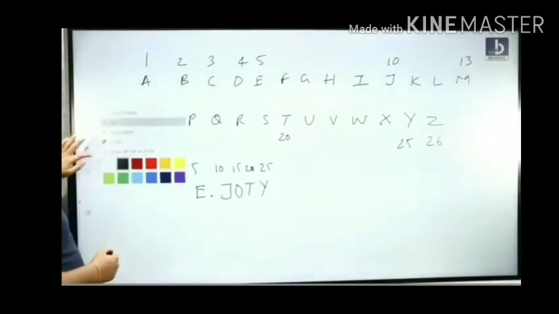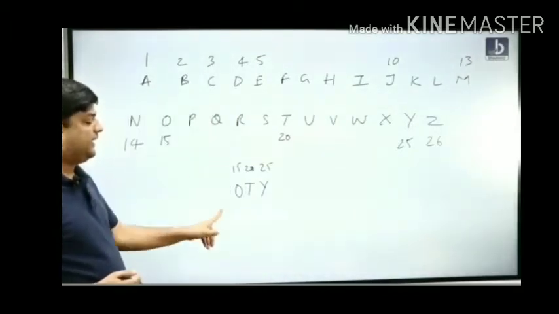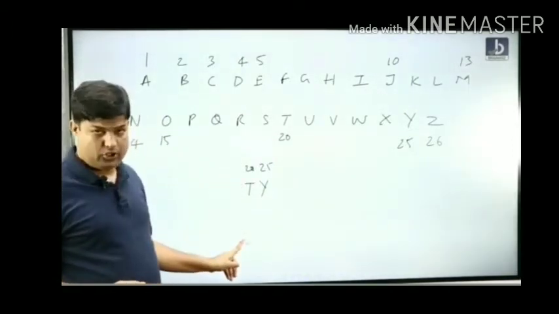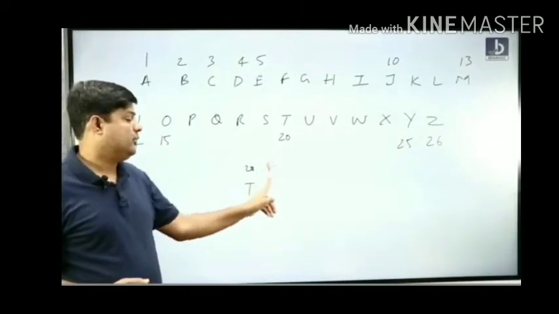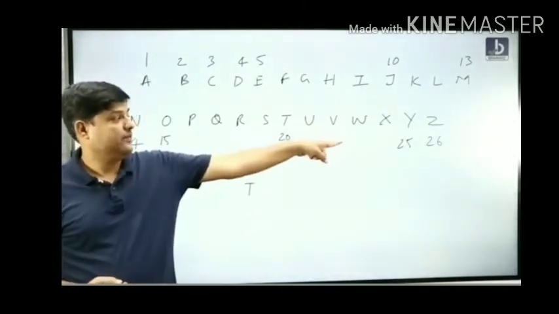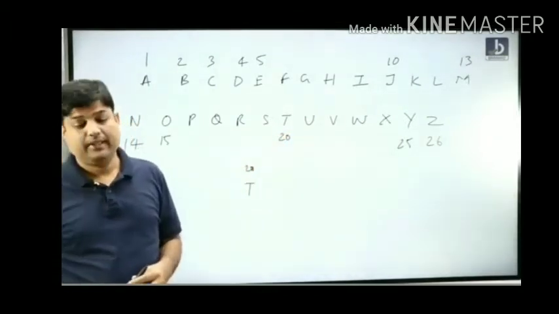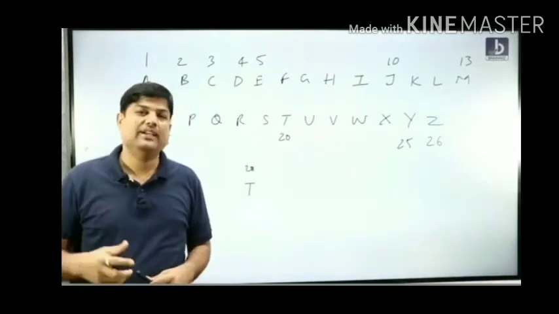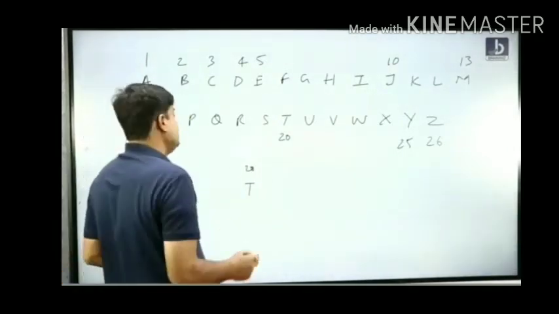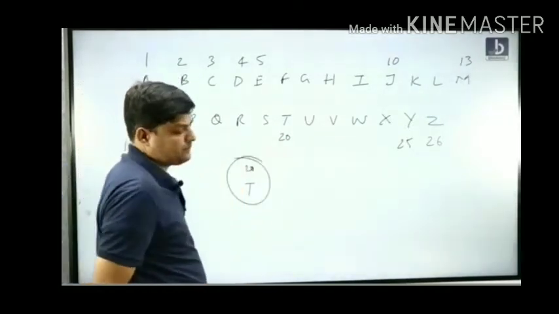Let's try to move forward everybody. Now E 5, J 10, O 15, T 20, Y 25. T 20. Hope it's sounding like T20. You know T20? Yes, exactly. You have to remember T like T20. I hope you all remember T20 matches.